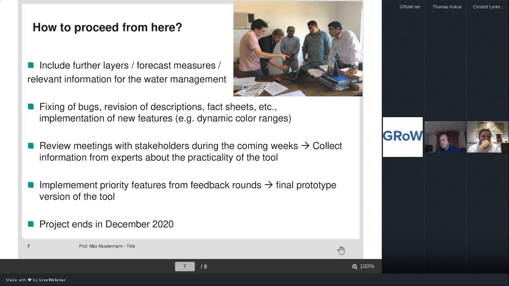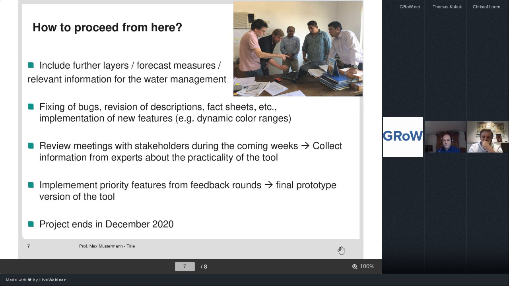The system is published and filled with data, but it's not completely ready now. What we are planning to do with the tool now is publishing more and more data, more forecast measures and relevant information. We are providing some further additional information to the data layers, bug fixing, revisions, and so on. This is clear. There are always changes in the system. For this, it's quite flexible to change things.